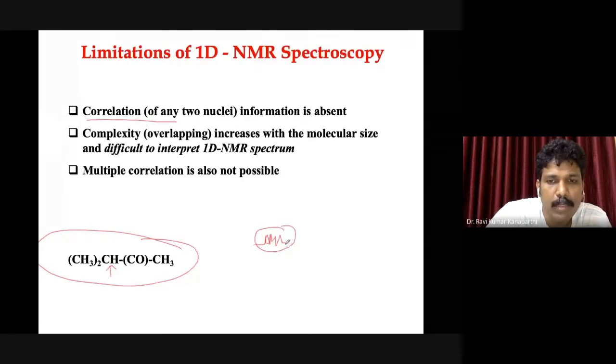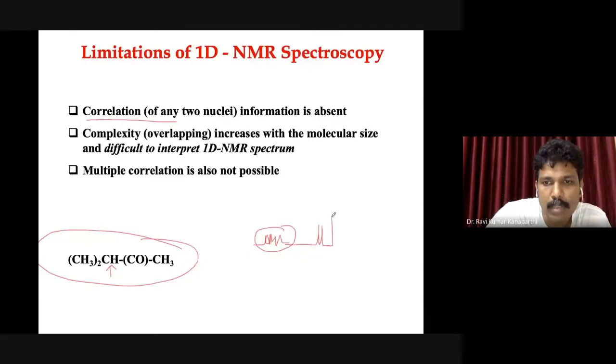Then there is a methyl somewhere. This methyl is a doublet, that doublet will be there, and then this methyl is a singlet, and this will be there. Now in this spectroscopy, let's say this is around maybe 1. This is maybe 1.2. This is 1, let's say.